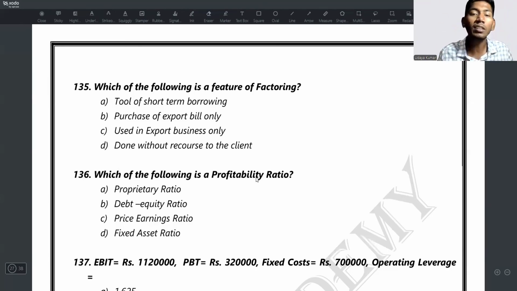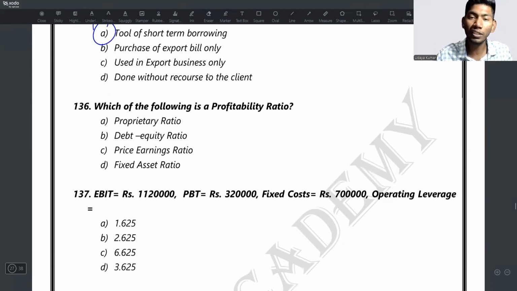So factoring can be done with or without recourse, and it is not limited to export businesses only. So it is a tool of short-term borrowing. Moving to question number 136, which of the following is a profitability ratio? Price earning ratio, property ratio, debt equity ratio. Those are not profitability ratios.